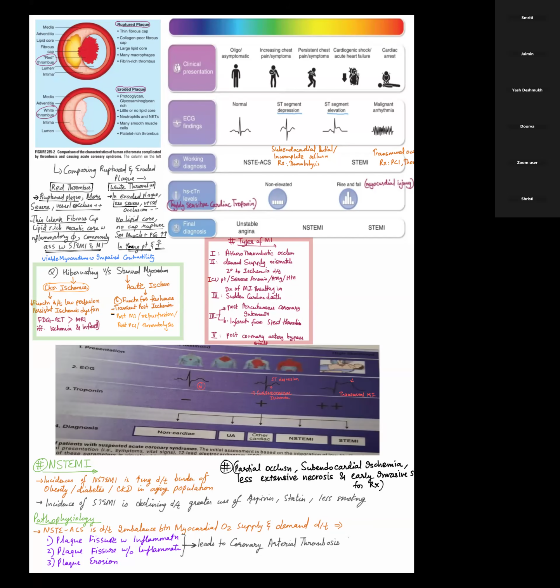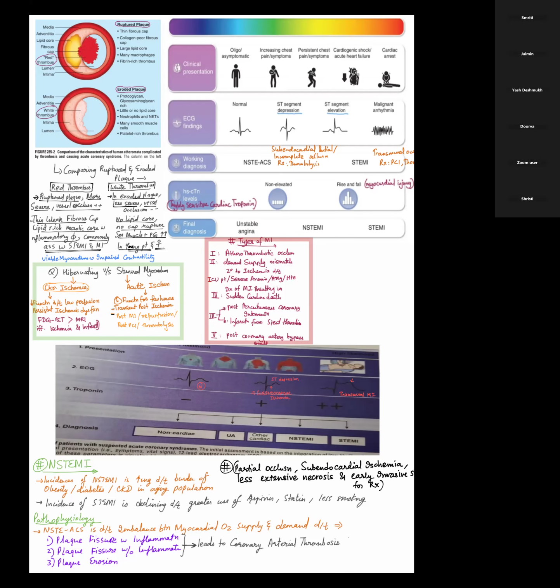Yes, sir. So I was talking about the concept of hibernating and stunned myocardium. It's a viable myocardium with impaired contractility, which occurs due to a few reasons. Stunned myocardium occurs post MI reperfusion, post PCI, and thrombolysis. It occurs in acute settings like acute ischemia. There is decreased function for a few hours, and then the myocardium restores its ability.